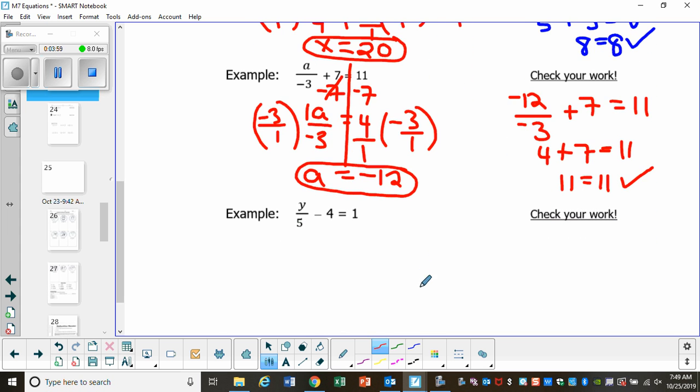Okay? All right. So hopefully you're starting to get the hang of this. Again, the only difference is in the second step, you are not dividing each side to get the variable by itself. You are multiplying because you have division.